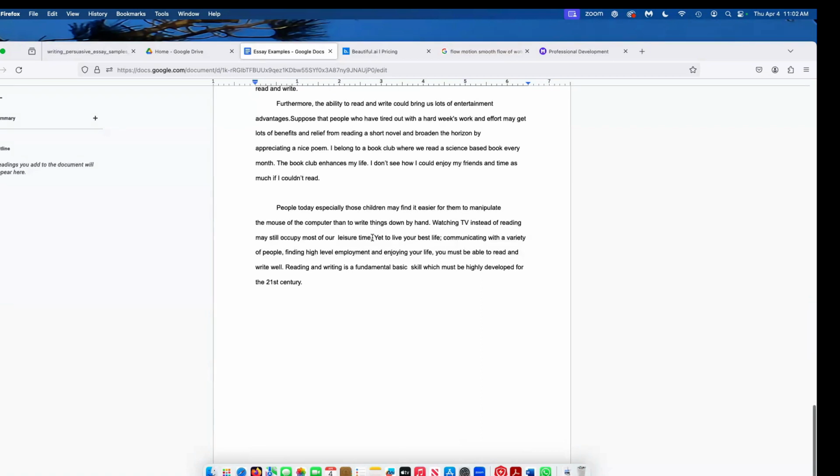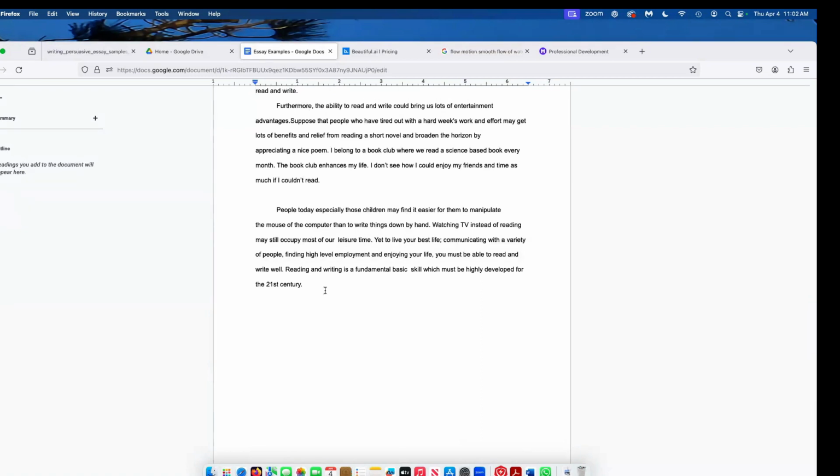Concluding paragraph. People today, especially children, may find it easier to manipulate the mouse of the computer than to write things down by hand. Watching TV instead of reading may still occupy most of our leisure time.